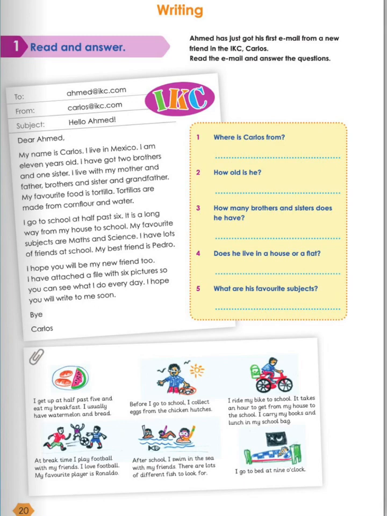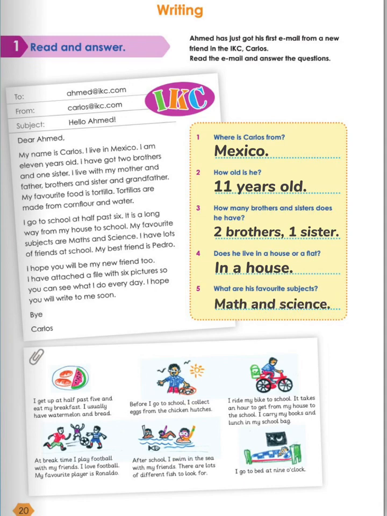Well, very nice. Let's read the questions together. Where is Carlos from? Can you tell me where he's from? Great, Mexico. How old is he? He is 11 years old, correct. 3. How many brothers and sisters does he have? He has 2 brothers and 1 sister. Number 4. Does he live in a house or a flat? He lives in a house. Number 5. What are his favorite subjects? Can you tell me? Yes, it's maths and science.